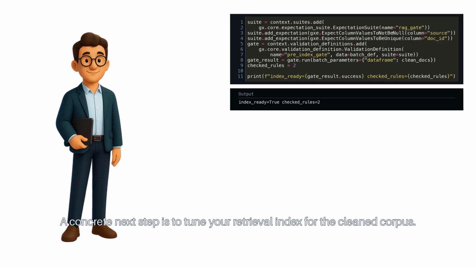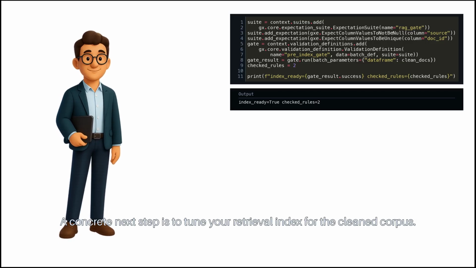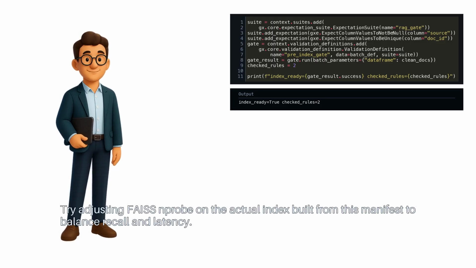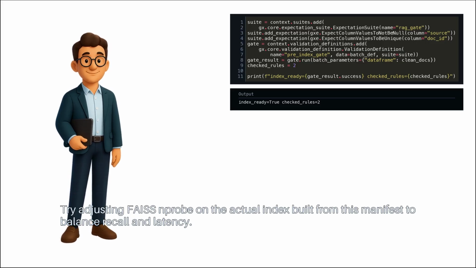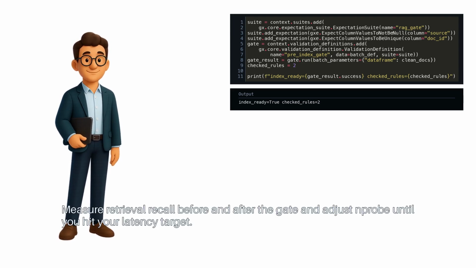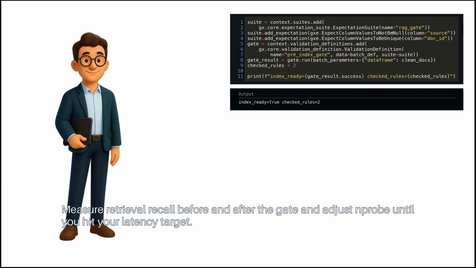A concrete next step is to tune your retrieval index for the cleaned corpus. Try adjusting FAISS nprobe on the actual index built from this manifest to balance recall and latency. Measure retrieval recall before and after the gate, and adjust nprobe until you hit your latency target.